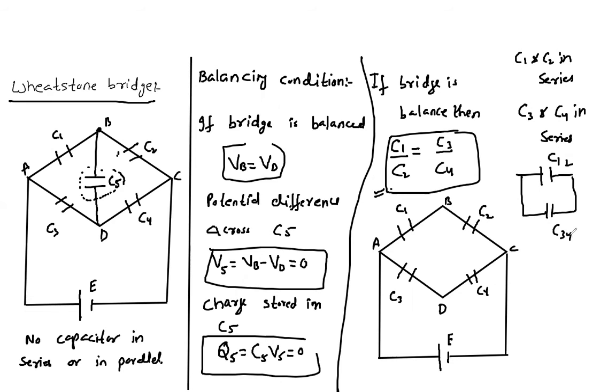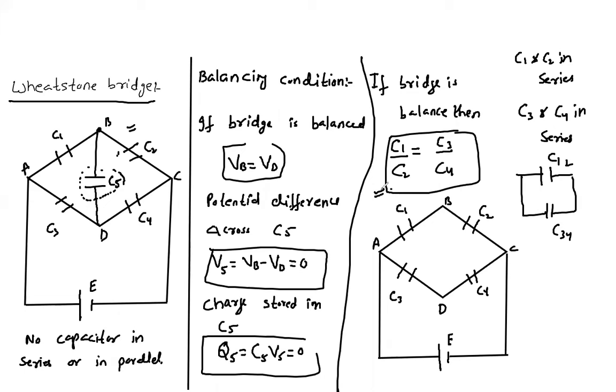So when you have a combination of 5 capacitors and you can't find series and parallel combinations, then check whether the given circuit may be a Wheatstone bridge. If it is a Wheatstone bridge, then check the balancing condition. If it is balanced, then you can remove this C5 and you will get pairs of series and parallel combinations. But if this circuit is not balanced, then it cannot be solved using the usual methods of series and parallel combination. To solve this circuit, you need Kirchhoff's laws.